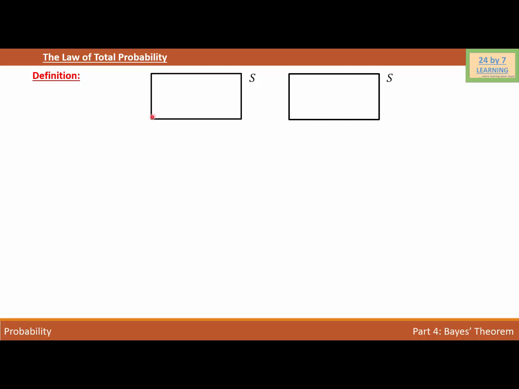As you can see, I'm considering two sample spaces and they are basically the same sample space. The reason why I'm considering two same sample spaces is because I want to show you how exactly we can derive the law of total probability. So let's first consider the first sample space. I'm going to partition the first sample space in three. So this is my first, second and third partition. Let the first partition be B1, the second one B2 and the third one B3.